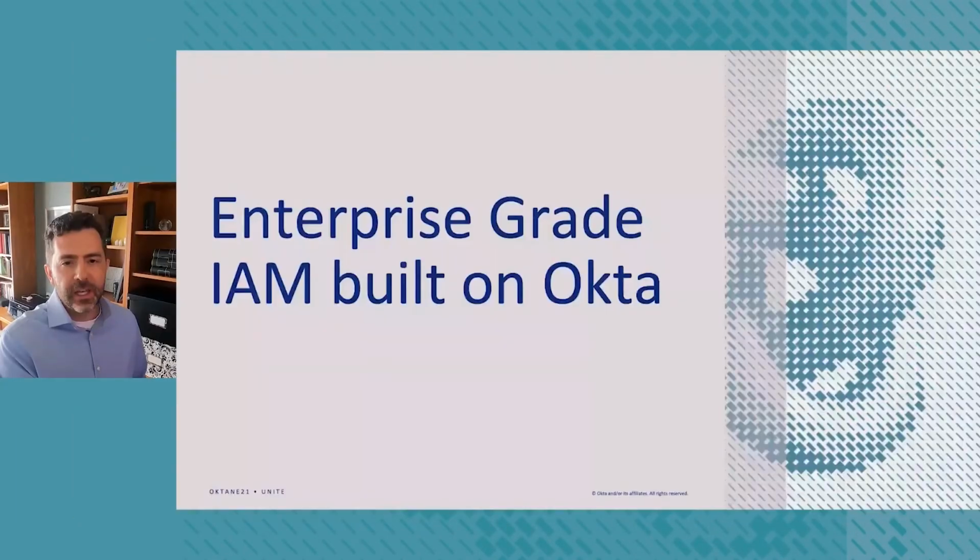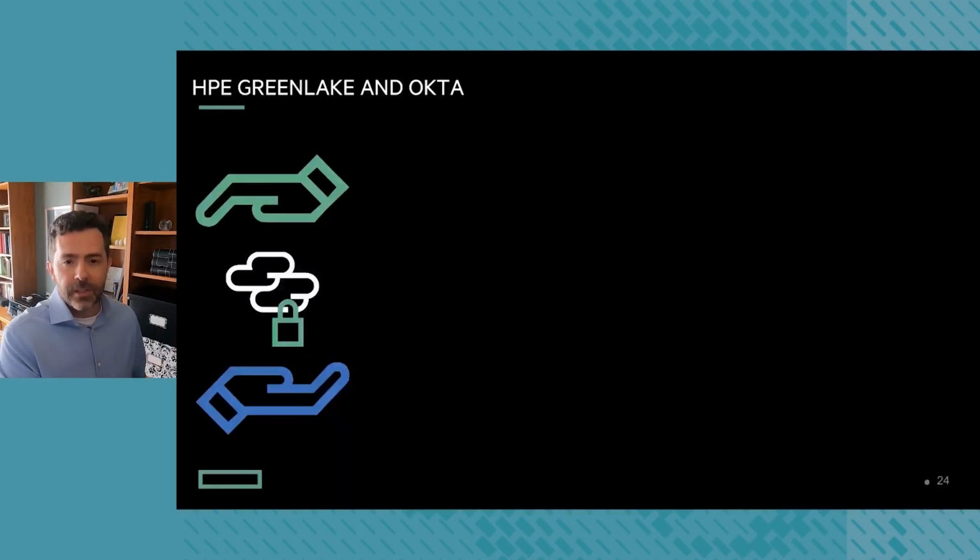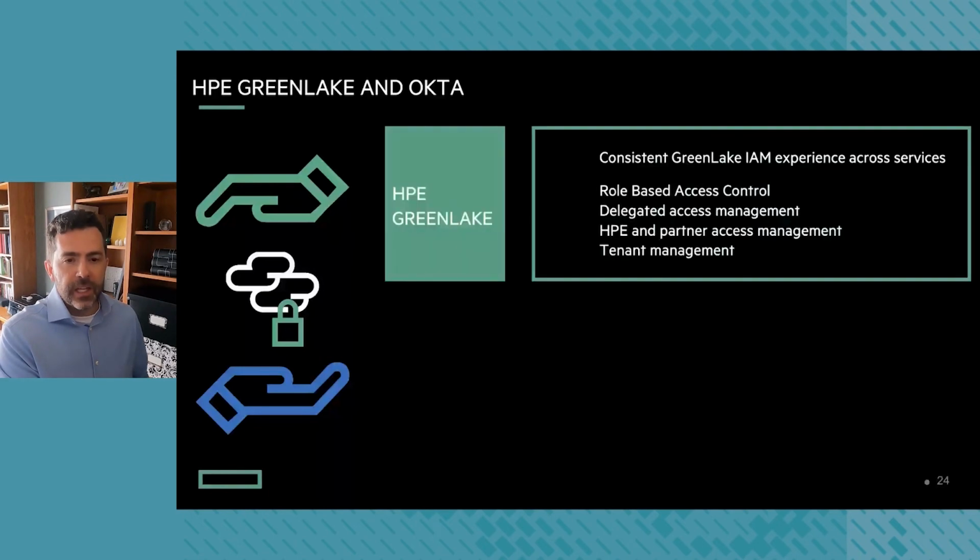Okay, as you just saw, HPE GreenLake Central is composed of a broad range of capabilities and services spanning all locations and personas, managed via a simple to use IAM control panel. We needed enterprise grade IAM, so we built it on Okta. HPE GreenLake and Okta come together to provide the experience and IAM capabilities our customers need. In HPE GreenLake, we overlay Okta with our experience.